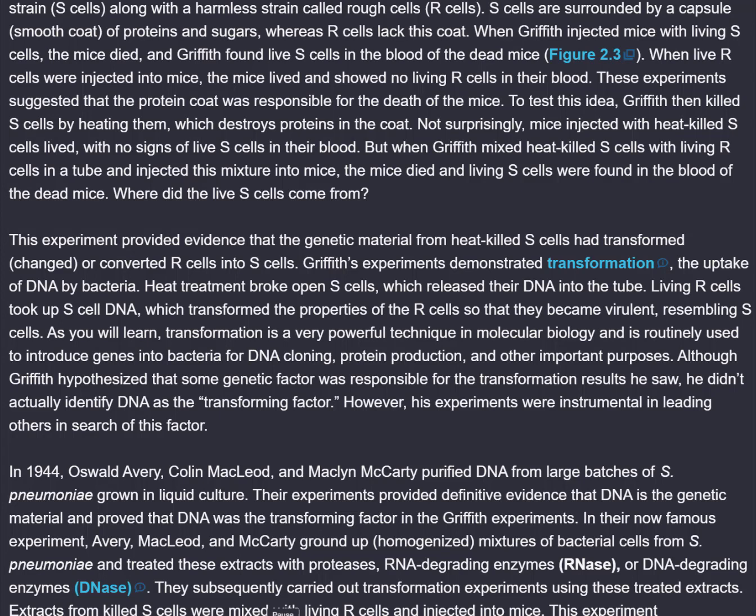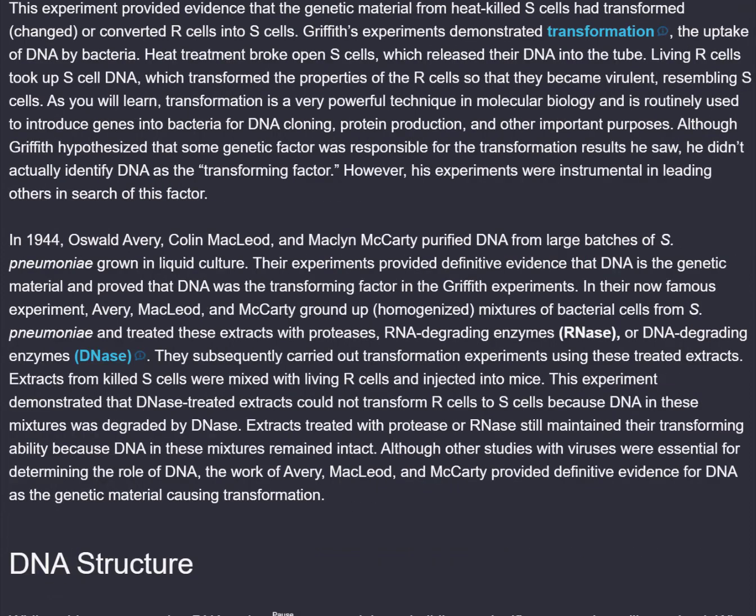To test this idea, Griffith then killed S cells by heating them, which destroys proteins in the coat. Not surprisingly, mice injected with heat-killed S cells lived, with no signs of live S cells in their blood. But when Griffith mixed heat-killed S cells with living R cells in a tube and injected this mixture into mice, the mice died and living S cells were found in the blood of the dead mice. Where did the live S cells come from? This experiment provided evidence that the genetic material from heat-killed S cells had transformed, changed, or converted R cells into S cells. Griffith's experiments demonstrated transformation, the uptake of DNA by bacteria.